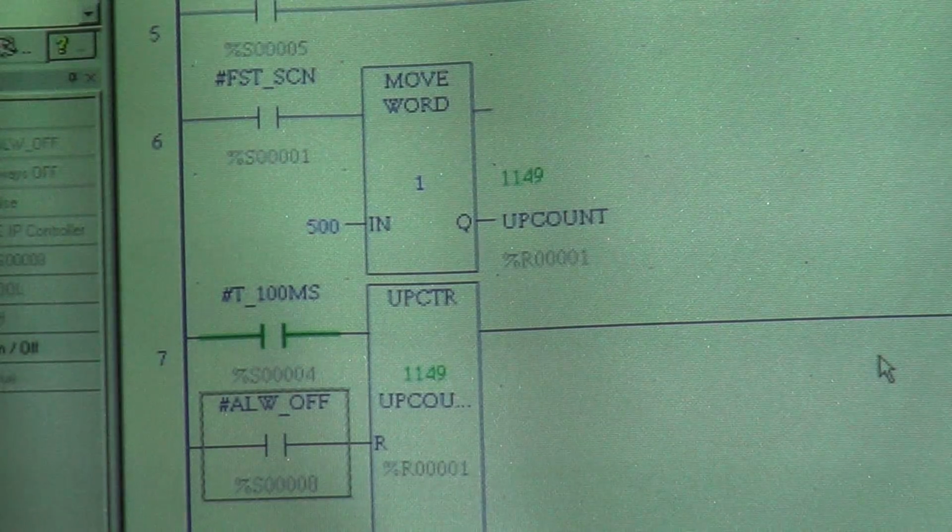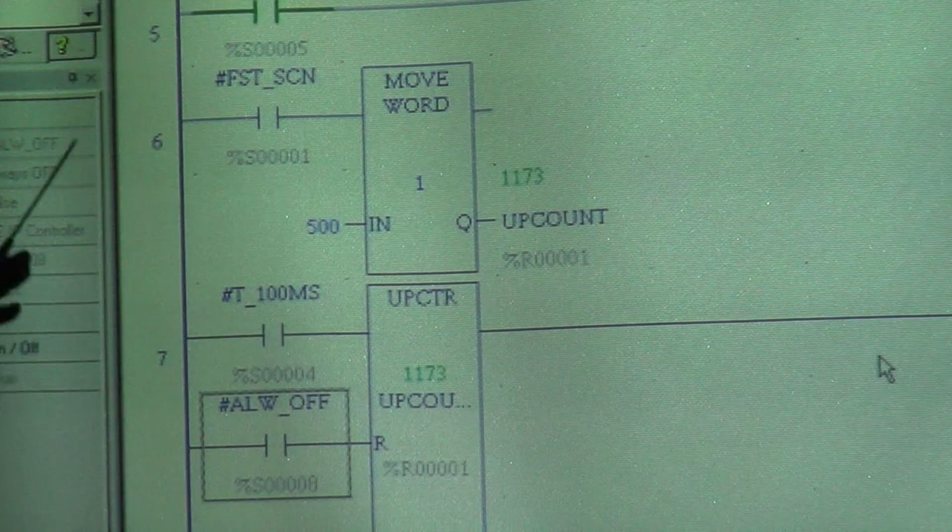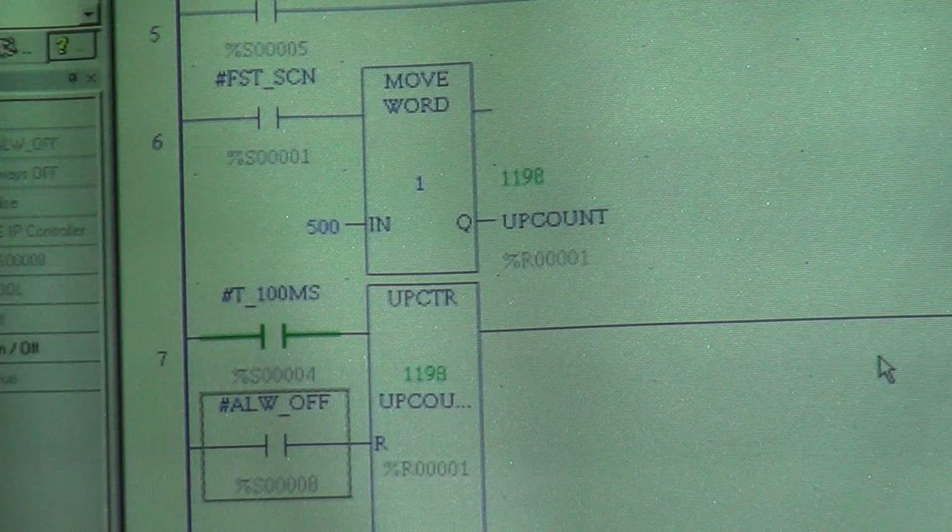Alright? But these are system coils that are available, and you can put as many contacts as you want to utilize these coils.